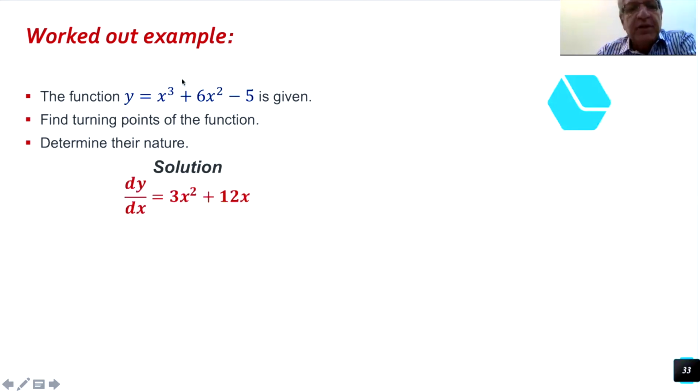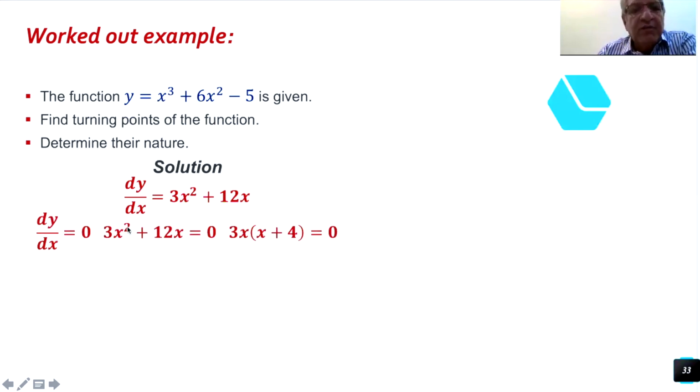We are finding dy/dx, which will be 3x squared plus 12x. Now, put it equal to 0. When you put it equal to 0, you are going to get this equal to 0. You can factorize 3x, and then you can solve: x equals 0, then x equals negative 4.